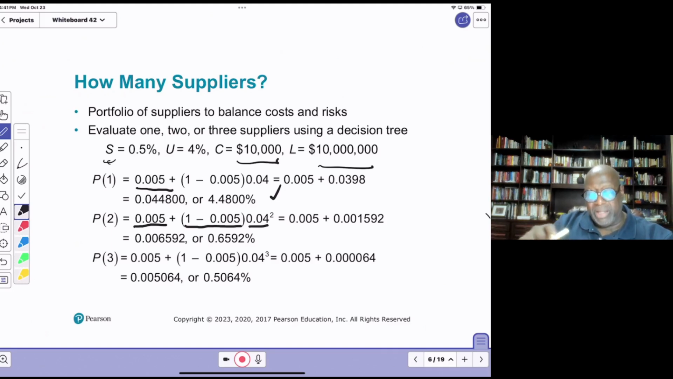The probability of getting this disruption is going down because you now increase your number of potential suppliers. And the third one should be even less, because now you have 3 suppliers. So it's the probability of a super event, 1 minus the probability of a super event, times the probability of all 3 suppliers being disrupted by a unique event, which is 0.04 cubed. And that gives us this value right here.